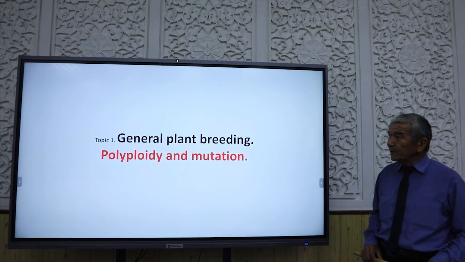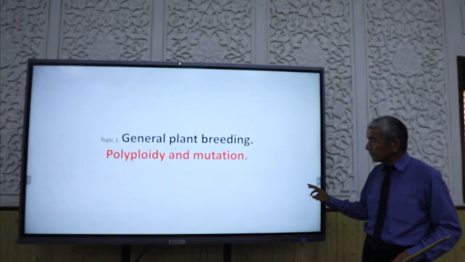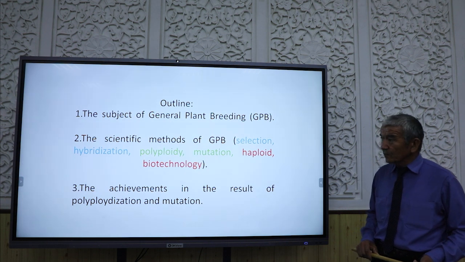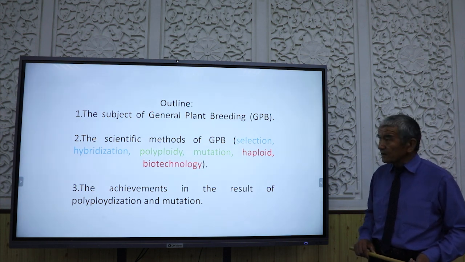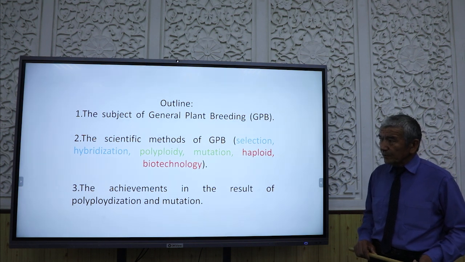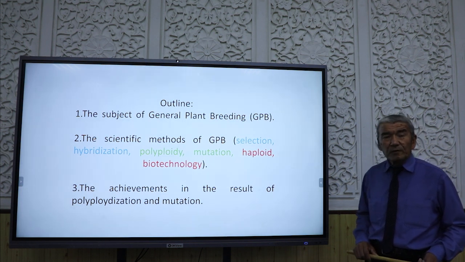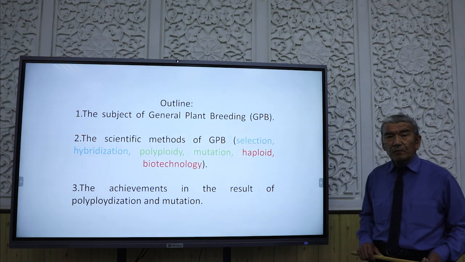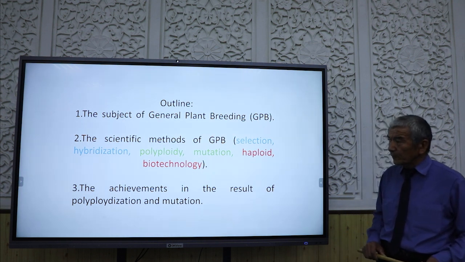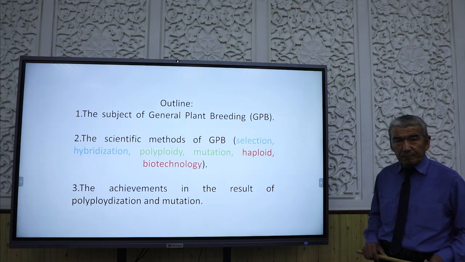Today we will continue our previous lecture. If you remember, we have covered the first plant breeding methods worked by our scientists. They were selection and hybridization. Today we will continue with the third and fourth plant breeding methods. They are polyploidy and mutation.